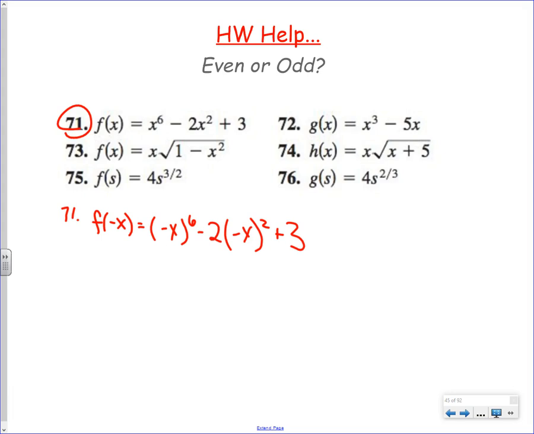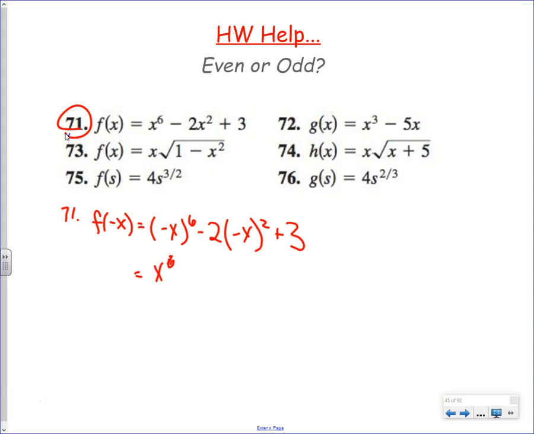One term at a time. What's the first term going to be? What's negative x to the 6, a negative multiplied by itself six times? Every pair of negatives makes a positive, so they pair up. That's just going to be a positive x to the 6. Anytime you have an even power with a negative sign, negatives paired together in multiplication become positives. That term stayed the same.